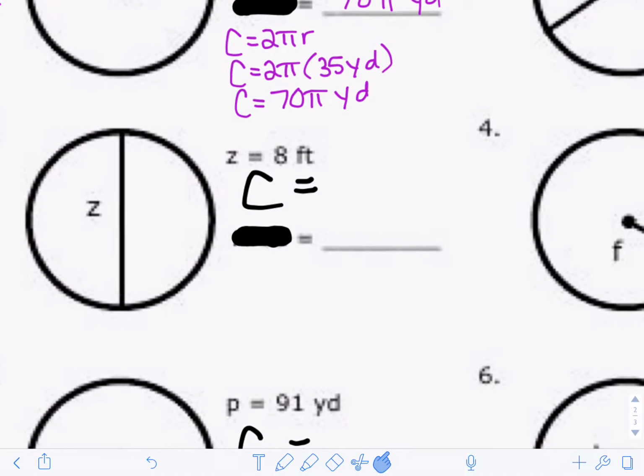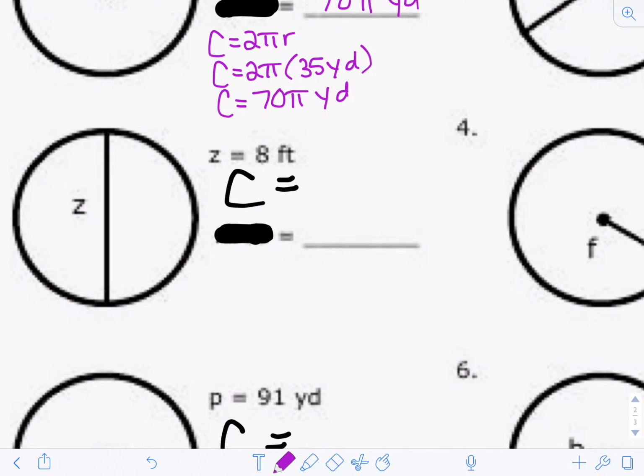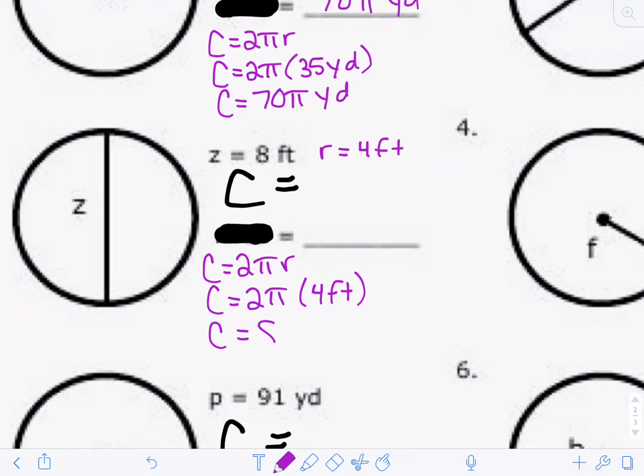All right, we'll do 2 more and then be done. Okay, so for this one, I know my diameter is 8 feet, so my radius, you cut that in half, is 4 feet. Circumference is 2 pi r. So circumference is 2 pi times 4 feet. 2 times 4 is 8, so 8 pi feet.